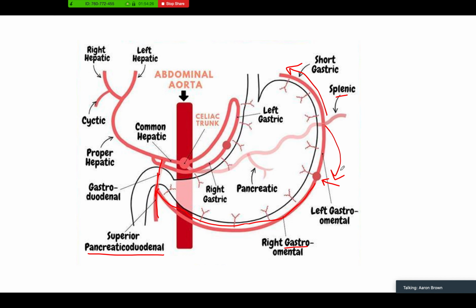Any questions on this? A lot of memorization, right? Yeah. But really, the nice thing about this is that things are named for where they're going. So in terms of the stomach, you have your left and right gastric for that lesser omentum, left and right gastroomental for the greater omentum. The common hepatic branches, you get a proper hepatic that goes to the liver. Hepatic means liver. So a lot of these, the name is just going to go with where it's going, and then all it comes down to is memorizing where they all branch.